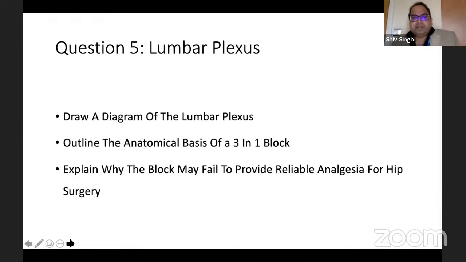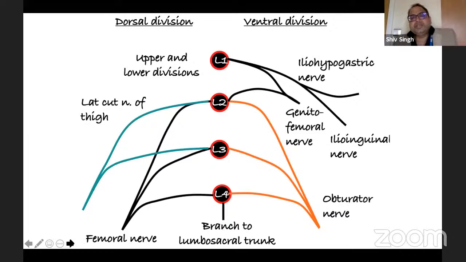Question 5 is on lumbar plexus. It says draw a diagram of lumbar plexus, outline the anatomical basis of 3-in-1 block, and explain why the block may fail to provide reliable analgesia for hip surgeries. Okay, this is a simple diagram of the lumbar plexus. I will post a video of how I actually do it.